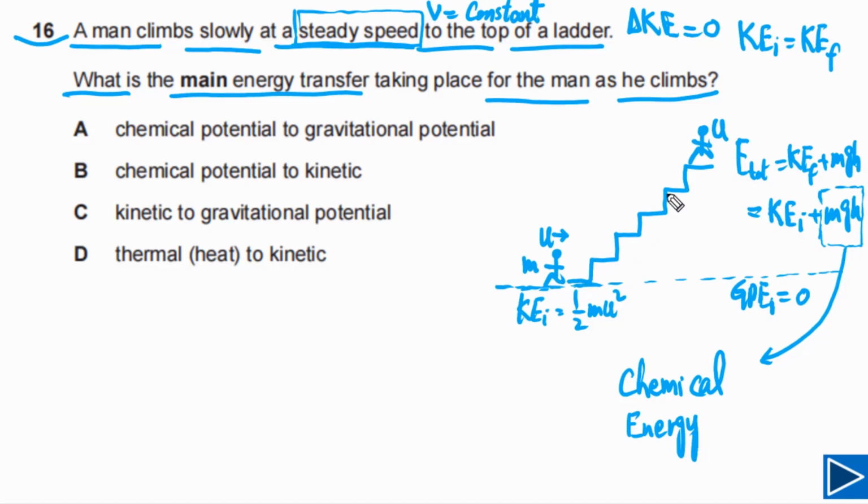If this person climbs to the top of the ladder many times, the person will get tired because the person is consuming chemical energy. In this case, the person is converting chemical energy into GPE by climbing the ladder, and that's the point we need to understand. So the answer for this question is chemical potential energy to GPE, gravitational potential energy. It is a very simple question. You simply need to understand that GPE has increased, the chemical energy of the person has decreased, and that chemical energy has been converted into GPE. So the answer is A.